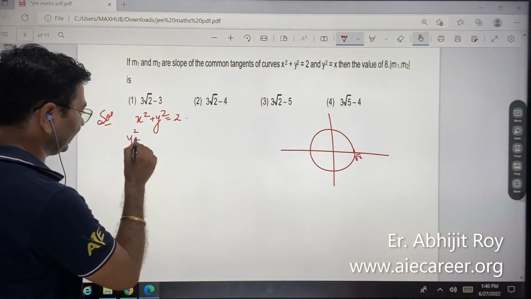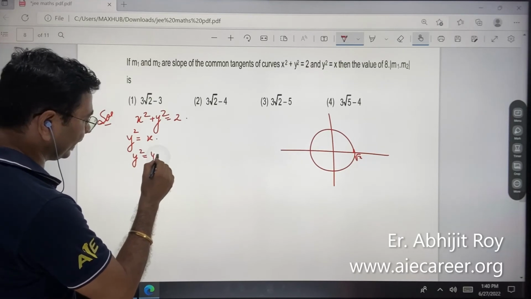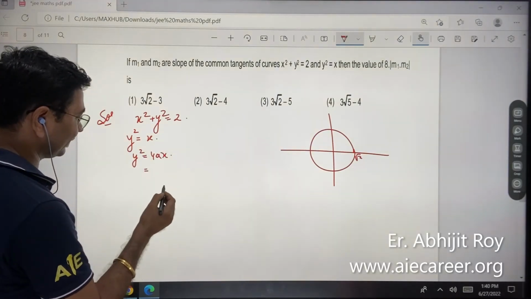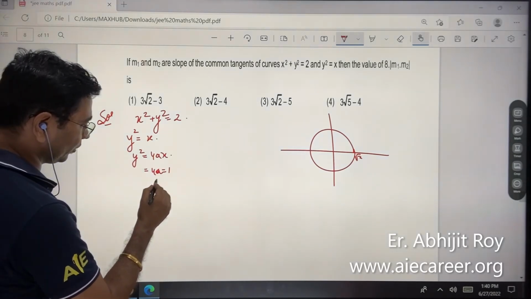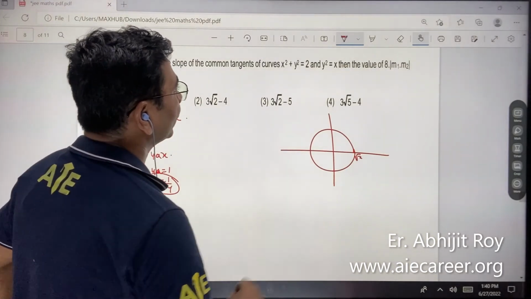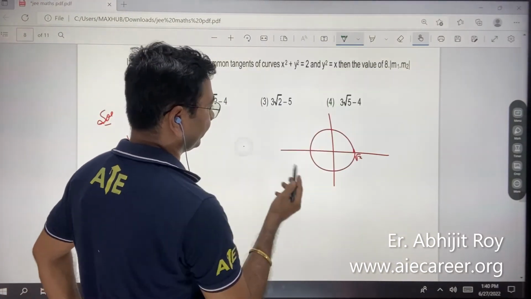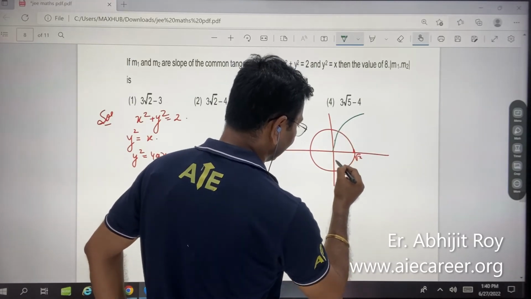Y square is equal to x. That means y square is equal to 4ax, and that is nothing but 4a. If you compare it, 4a equals 1, so a is equal to 1 by 4. It is a parabola with a equal to 1 by 4. And it will be something like this.